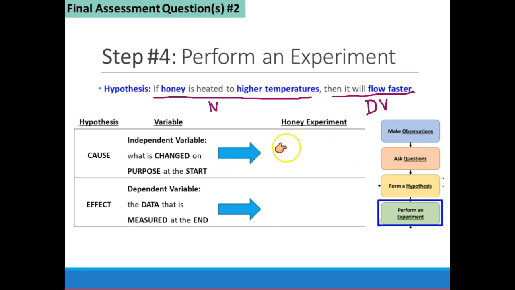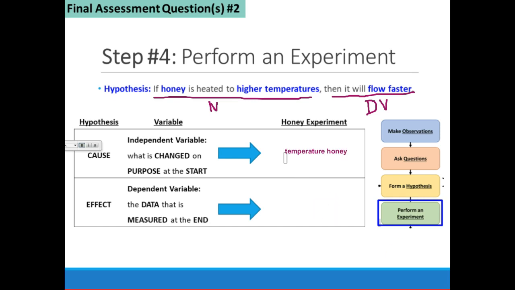So in this case, what would be the independent variable? Take a look at the start of our hypothesis. What's going to be the independent variable? What are we messing with at the beginning of the experiment? What are we changing at the beginning of the experiment? Yeah, the heat, or the other way to say that would be what? Temperature, right? Yeah, the temperature of the honey, exactly.